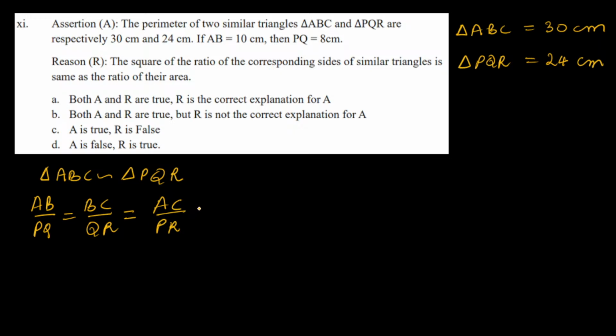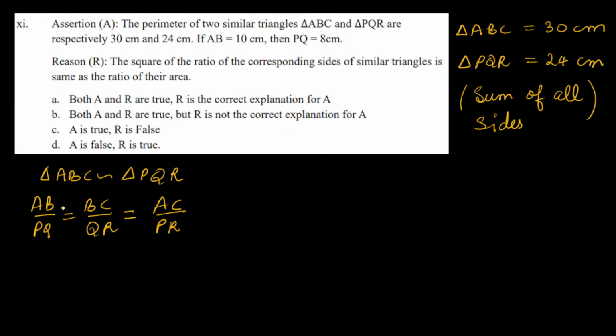Or in general, what is perimeter? Perimeter is equal to total length. Yes, perimeter is equal to the sum of all the sides. If it is a triangle, the sum of all the sides of a triangle. If it is a quadrilateral, the sum of all the sides of a quadrilateral. So here I can write AB plus BC plus AC, or PQ plus QR plus PR.